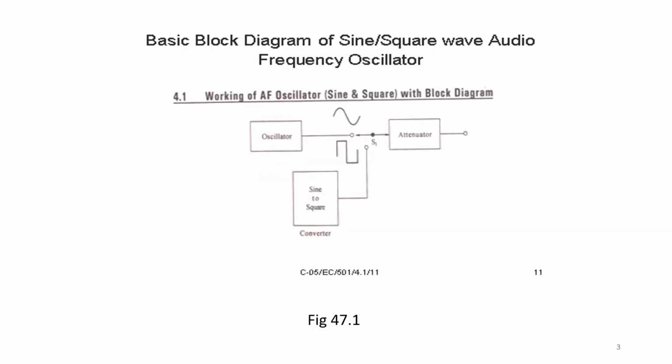So this is a basic block diagram of a sine or a square wave audio frequency oscillator. It consists of an oscillator. Always the oscillator which you use must be stable. Its frequency should not change with aging or with temperature. Next, a sine wave to square wave converter and an attenuator to get the required amplitude, then we get the output. This is the basic block diagram of an audio frequency oscillator.